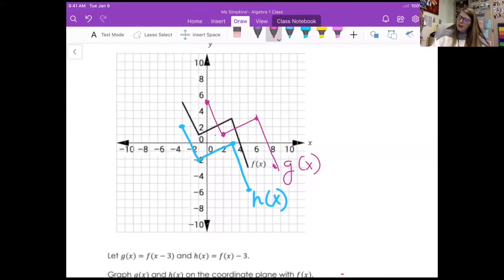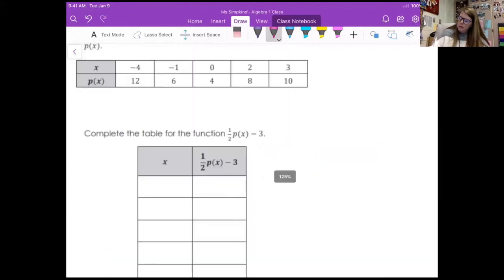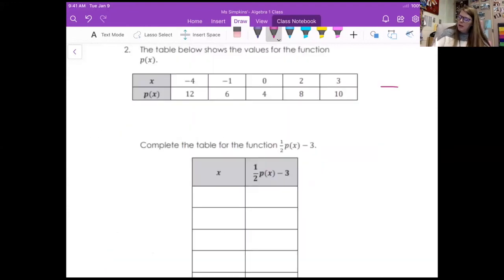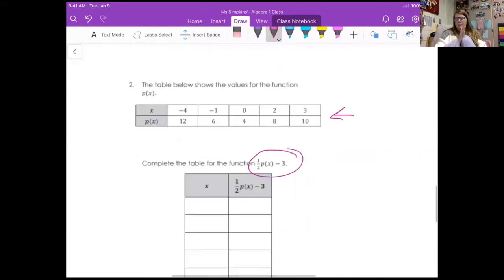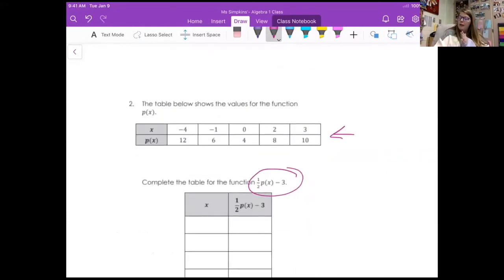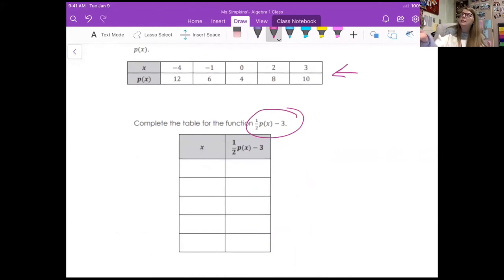All right, that's the last table. Here's my parent. And if I look at what I'm doing, I'm multiplying by a half and subtracting 3. Is anything happening inside the parentheses? No. So that means all of my x values are going to stay the same. So -4, -1, 0, 2, and 3 are going to be -4, -1, 0, 2, and 3.